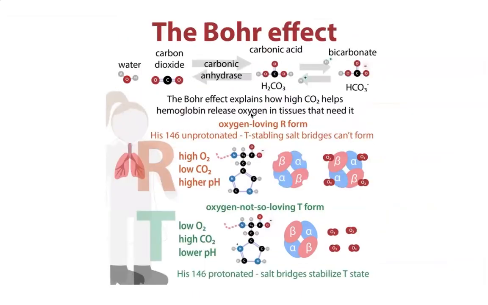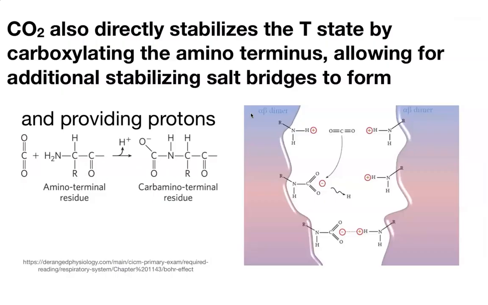And this could be explained in terms of those histidines being protonated and allowing it to form those interactions, but that's actually only part of the story. CO2 is also going to directly stabilize things by offering up new opportunities for salt bridges to form where they wouldn't normally. So basically that carbon dioxide can react with the amino terminal residue, and this can make a carbamino terminal residue. So you're taking what was a positively charged N terminus and you're turning it into a negatively charged site.